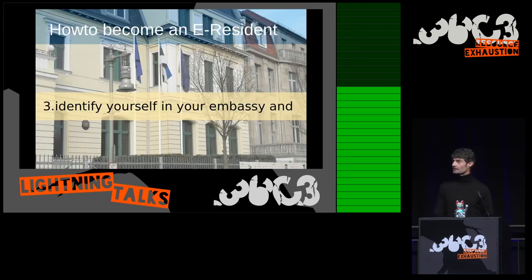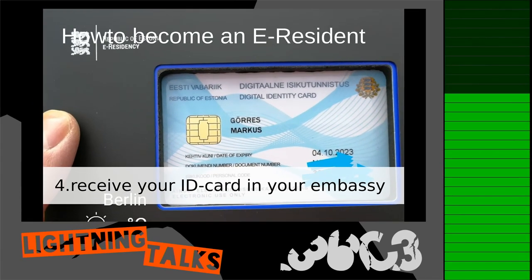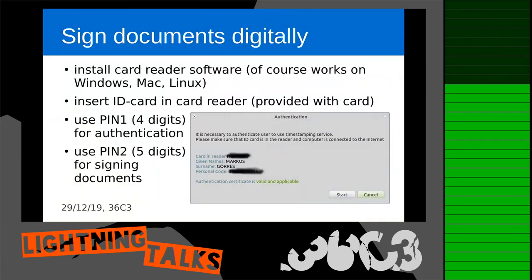The third step is to identify yourself in the embassy. This is the one in Berlin for me. So you have to go there, show your identity, leave your fingerprints, and finally receive your ID card in this embassy with your name, with your digital ID. If you have this ID card in your hand, you get also a card reader. It's in this small envelope, and you can now install the card reader software, which of course works on every system, so they are far ahead, I told you.